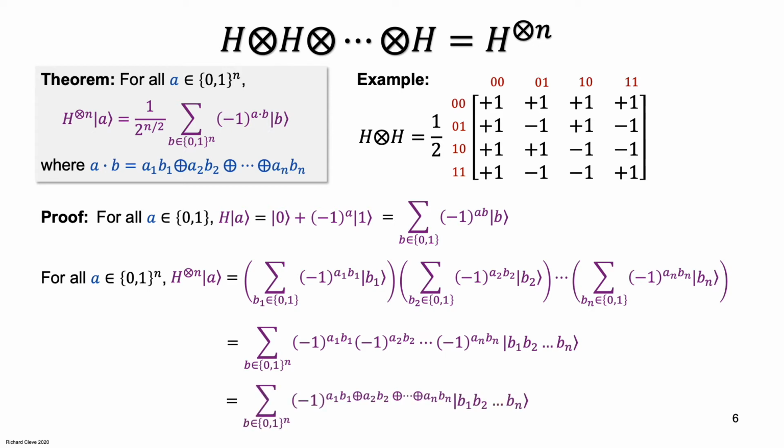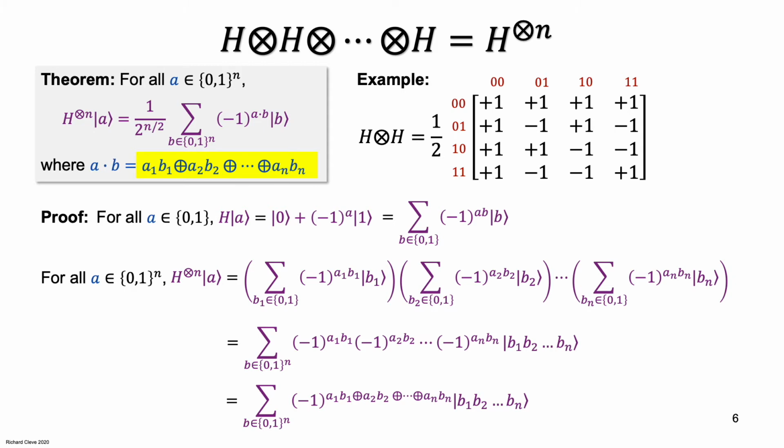What matters in the exponent of -1 is just whether it's an even number or an odd number. So we can take the sum in the exponent in mod 2 arithmetic. And that proves the theorem. So we have a nice expression for applying the n-fold tensor product of the Hadamard on basis states. In particular, notice how the dot product of two n-bit strings arises.